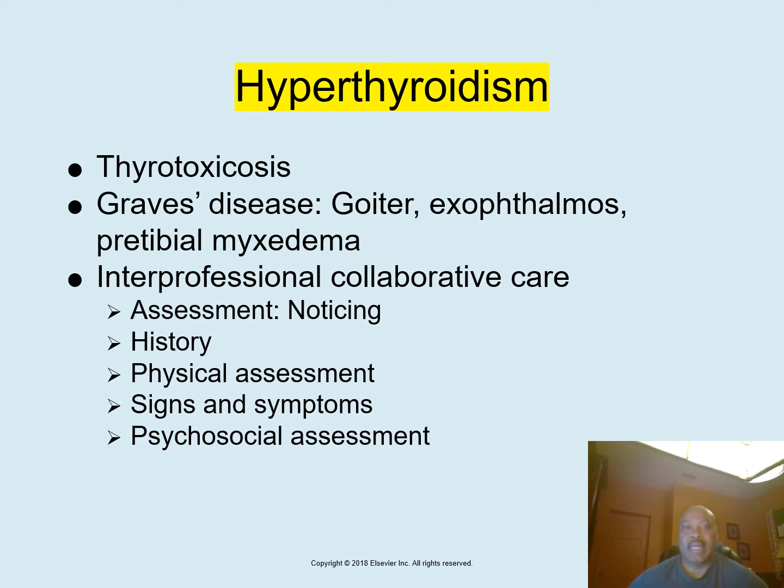Now, as far as etiology and genetic risk, hyperthyroidism has many causes, one of which is Graves' disease. It is also known as toxic diffuse goiter. You see these large necks that some of these patients might have.